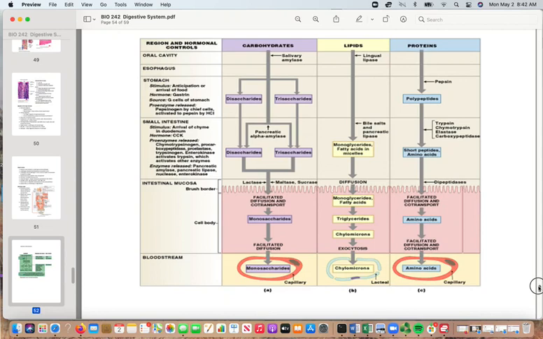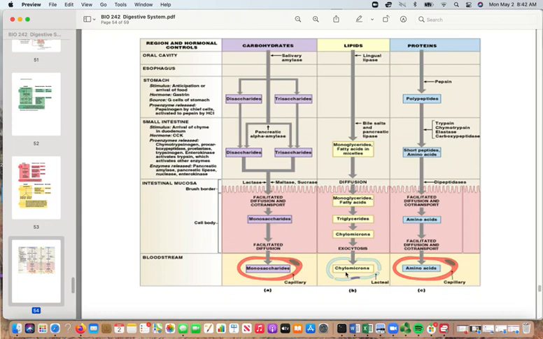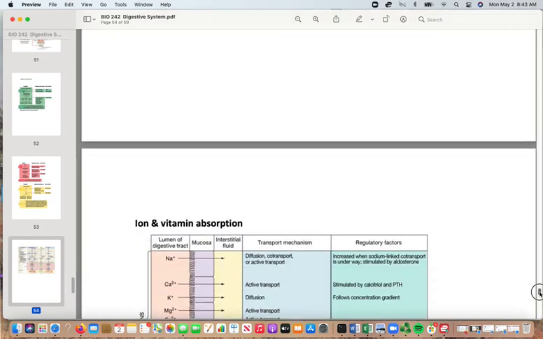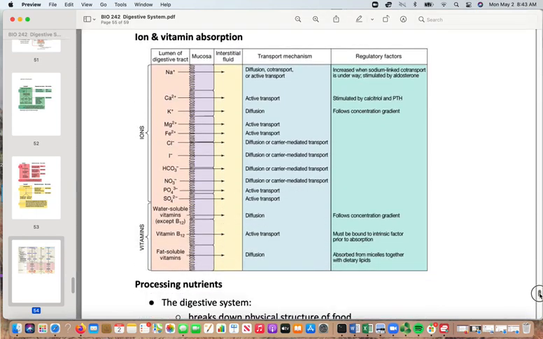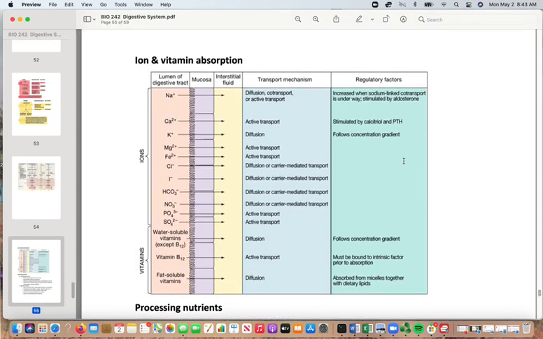This combines it into a single table here. This tells you what ends up in the bloodstream. So you've got the chylomicrons for the fats, the amino acids for the proteins, and monosaccharides from the carbohydrates. And then here we can see where you would have the ion and vitamin absorption, things that will regulate it, so how they're going to move across, whether it be diffusion, co-transport, active transport. So the different vitamins and the ions.